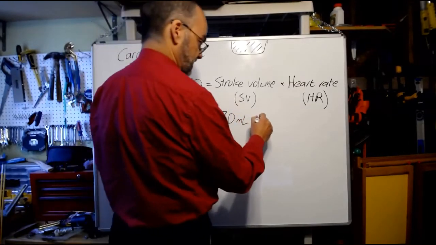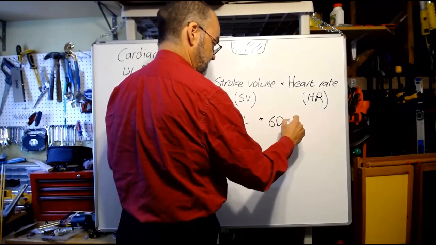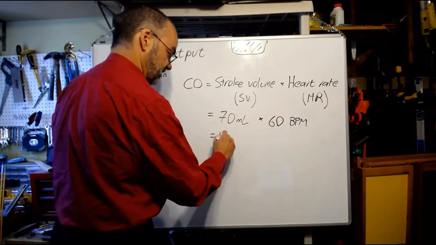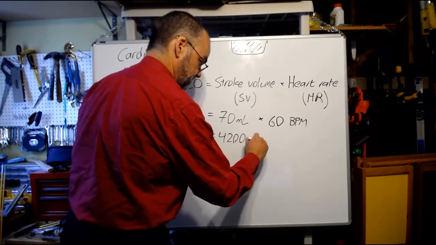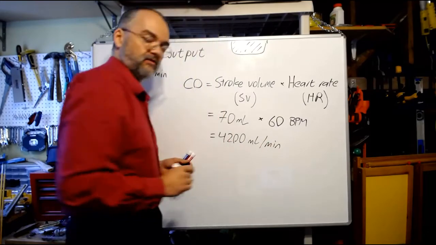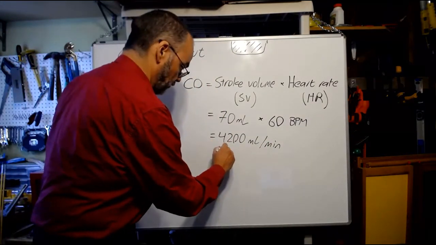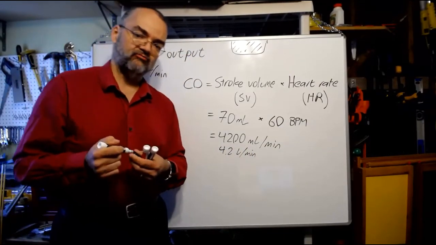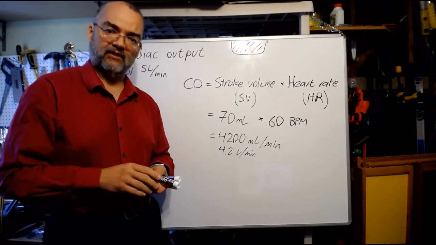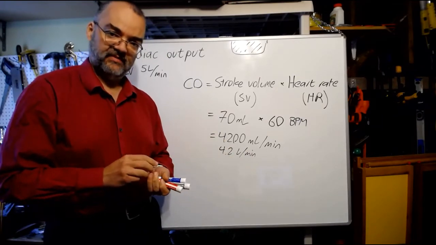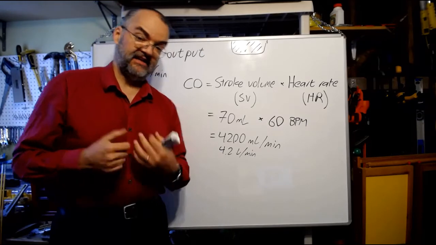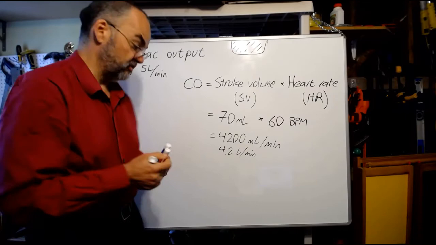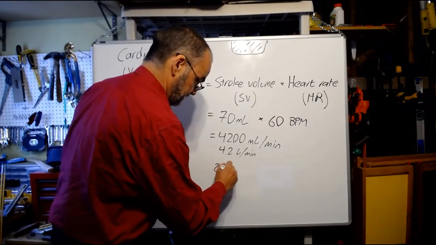And if we figure a resting heart rate of 60 beats per minute, we would get a cardiac output of 4,200 milliliters per minute, which is 4.2 liters per minute. So a resting cardiac output is probably somewhere around 4 or 5 liters per minute in this person. Now that can change. In an athlete undergoing exertion, their cardiac output might climb to as high as 25 liters per minute.